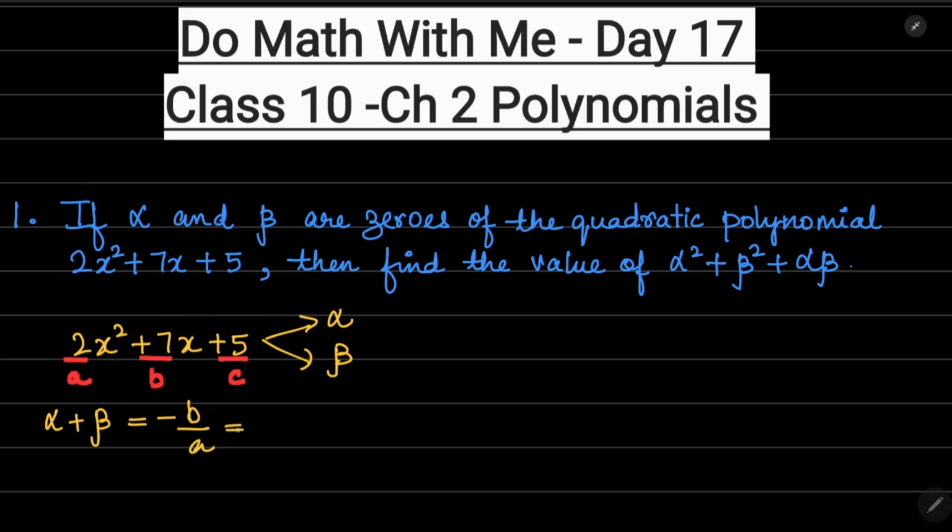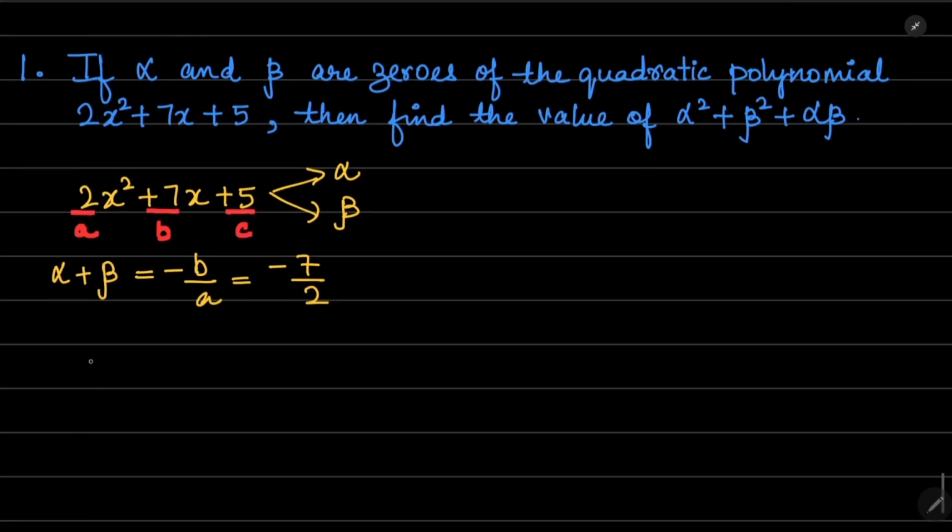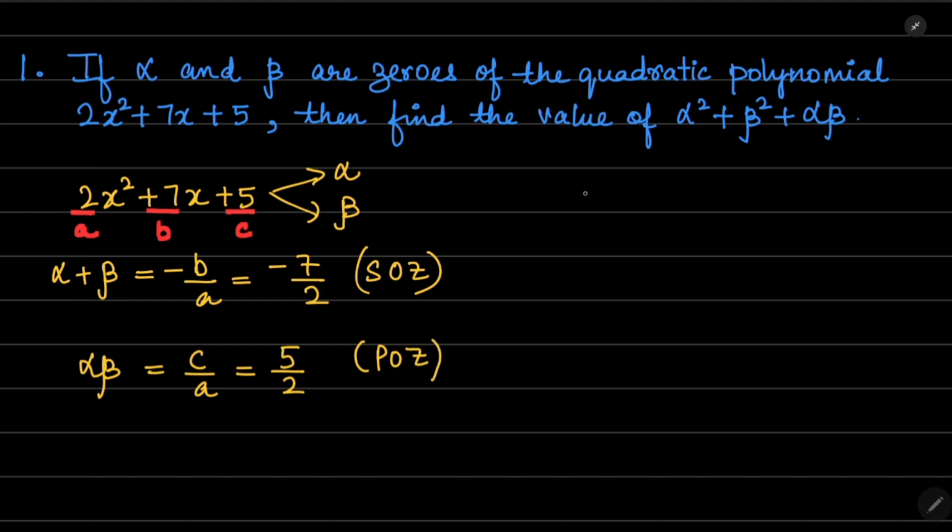So what is minus b by a here? Minus 7 by 2. Calculate the product of the zeros also, which is c by a. So 5 by 2. Now let us find the value. Once you have got your sum of the zeros and the product of the zeros, using these values we will be able to find the value of the given expression.